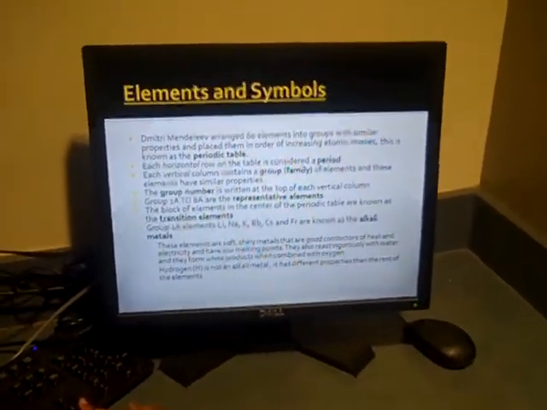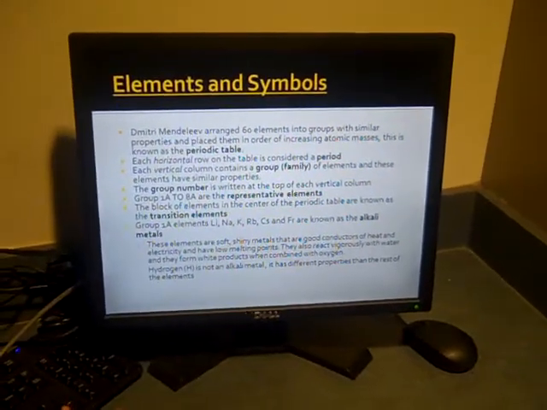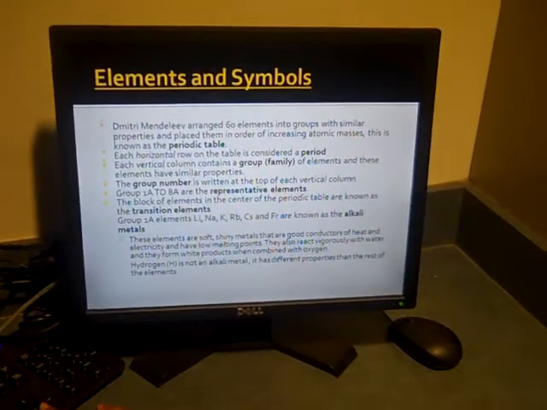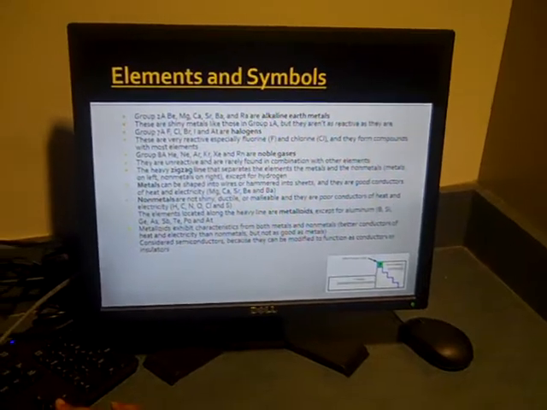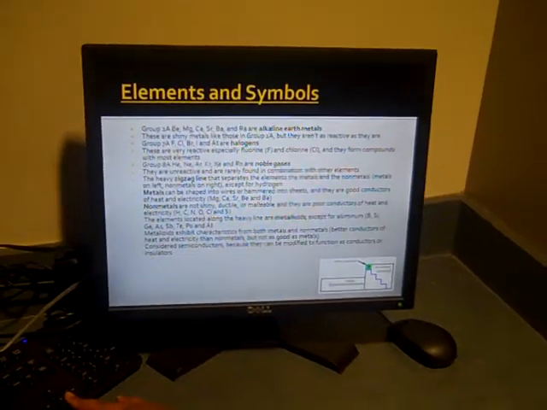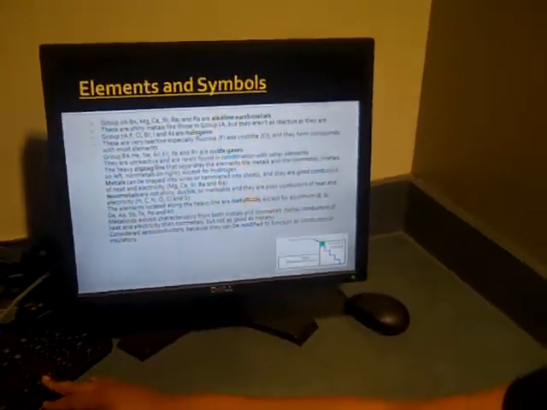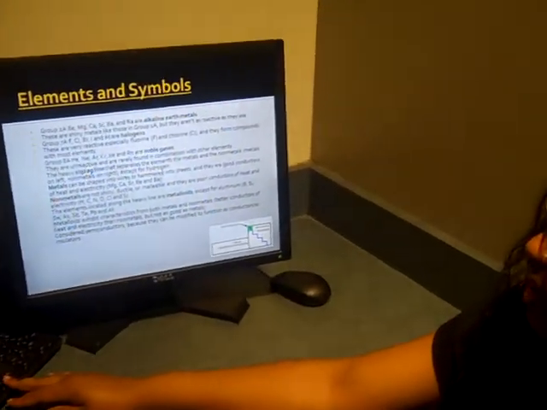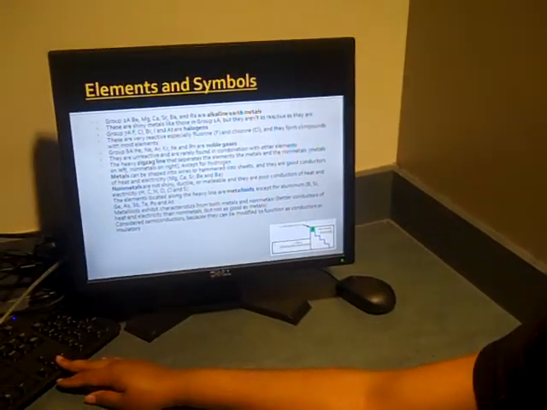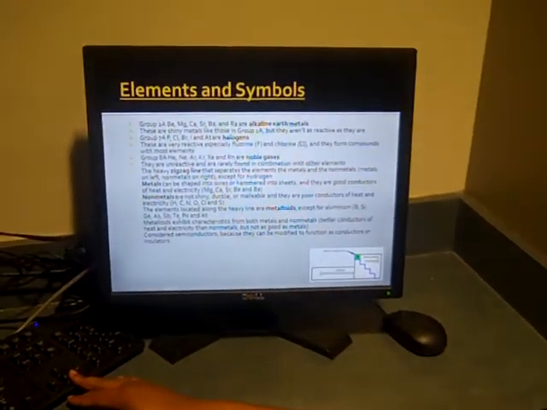Hydrogen is not considered an alkali metal because it has different properties than the rest of the elements. Group 2A, which includes Be, Mg, Ca, Sr, Ba, and Ra, are alkaline earth metals. These are shiny metals like those in Group 1A, but they aren't as reactive.